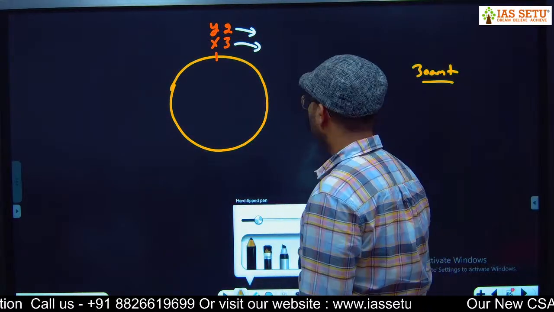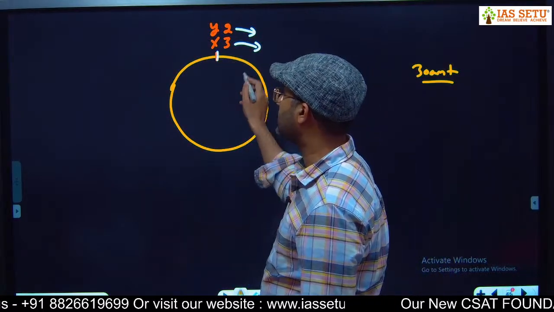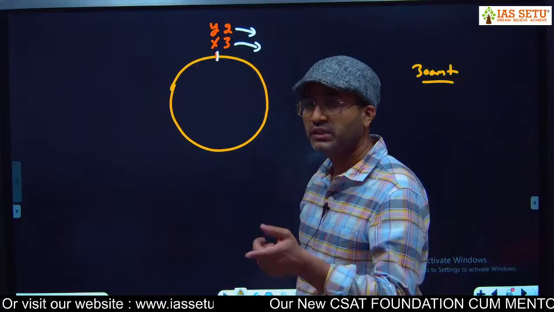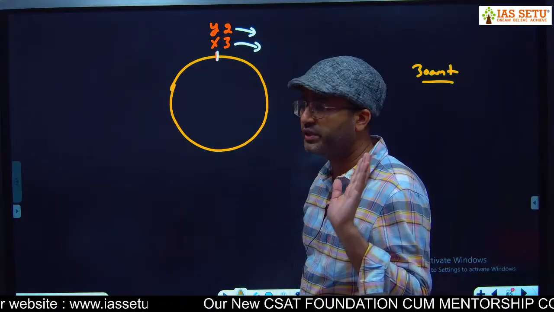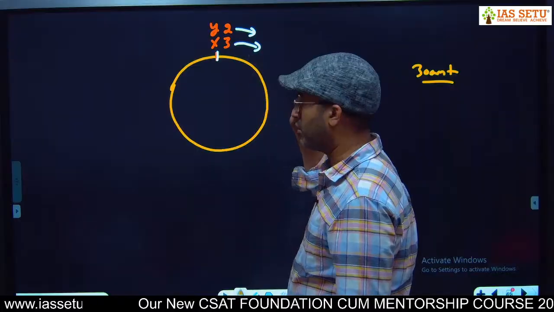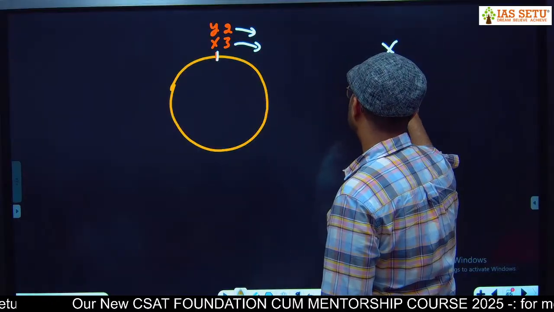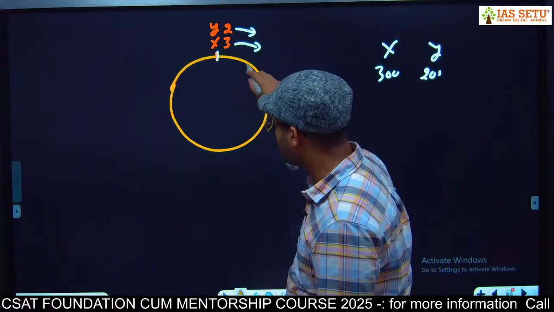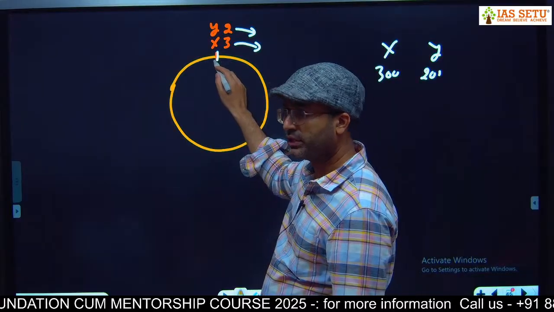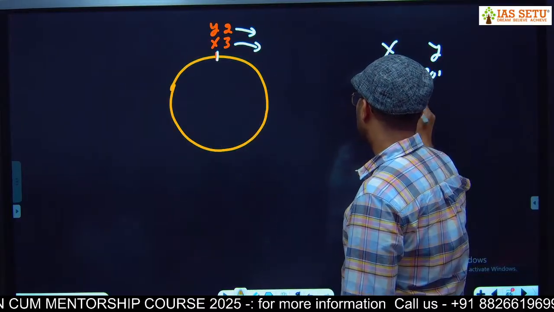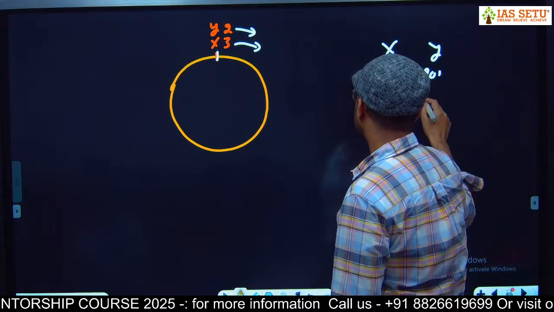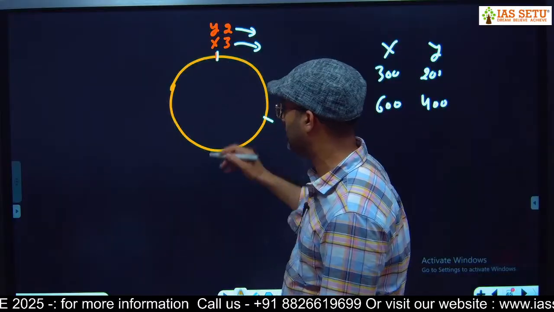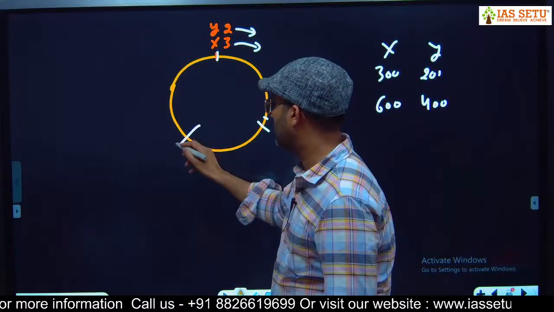Now here tell me one thing, when X covers 300 meters, how much distance will Y cover? 200 meters. जितनी देर में X 300 मीटर कवर करेगा, Y 200 मीटर कवर करेगा. X completed 1 round. X ने पूरा राउंड कंप्लीट कर लिया, Y अभी पीछे 200 मीटर. Then X starts covering the second round. X covers 300 more meters, means X covers total 600 meters, Y will cover only 400 meters. Y एक पूरा राउंड कंप्लीट करके यहां पहुंचेगा, यहां तक पहुंचेगा.